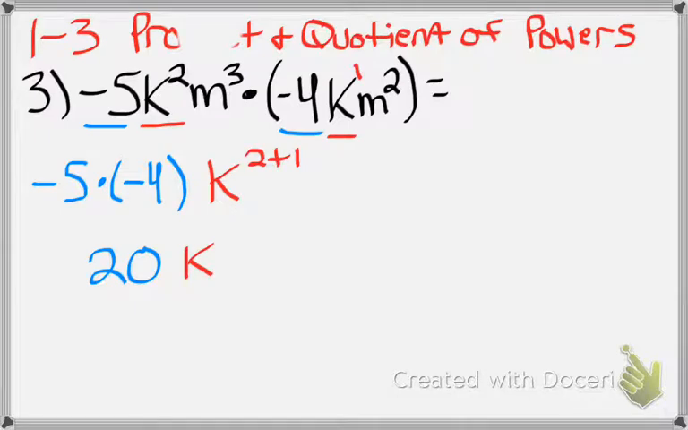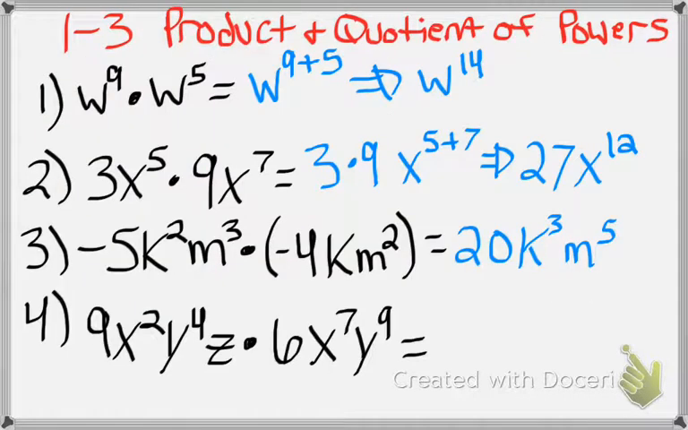Then move on to your next letter. K to the 2nd power times k to the, if it doesn't have a power, it's a 1. So add those together, 2 plus 1, that's 3, so k to the 3rd power. And then do the same thing for your m's. So this is how you'd show your work step by step for number 3. Now try number 4 if you haven't done so already. Press pause if you haven't done so already.